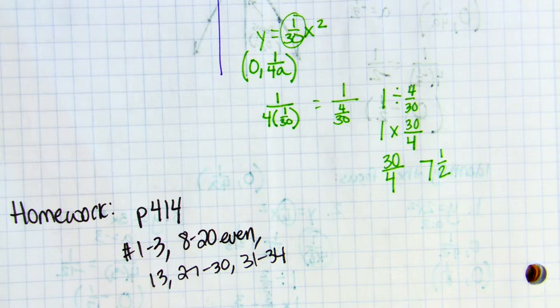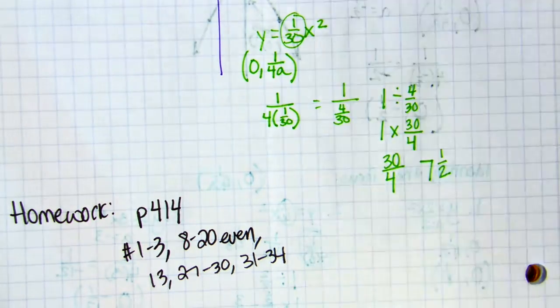So go ahead and hop to that, and remember, you're going to have to know that (0, 1/4a). You have to have that memorized. So write it down every time that you use it, just so it really sticks in your head for the quiz and for the test.